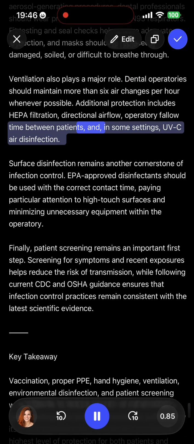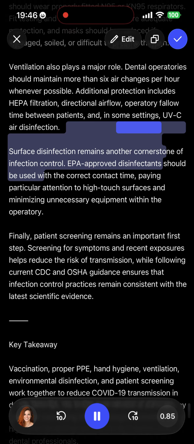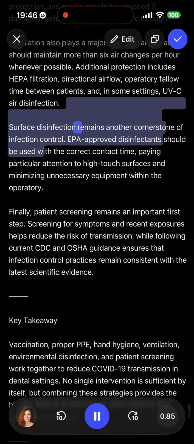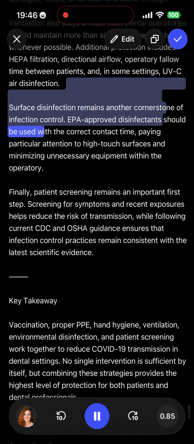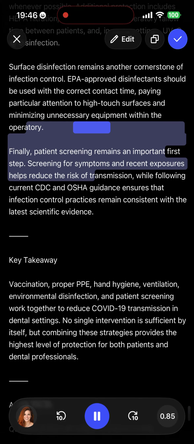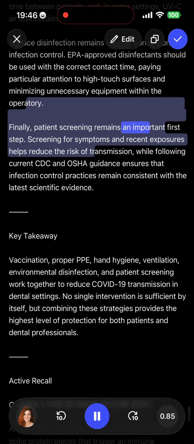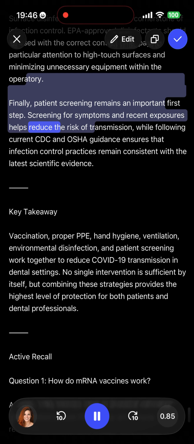Surface disinfection remains another cornerstone of infection control. EPA-approved disinfectants should be used with the correct contact time, paying particular attention to high-touch surfaces and minimizing unnecessary equipment within the operatory. Finally, patient screening remains an important first step. Screening for symptoms and recent exposures helps reduce the risk of transmission, while following current CDC and OSHA guidance ensures that infection control practices remain consistent with the latest scientific evidence.